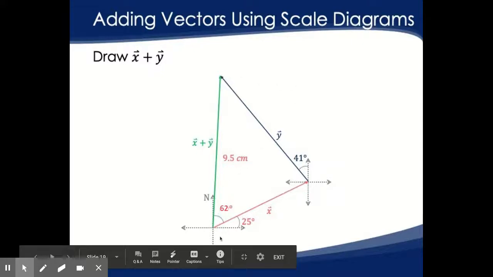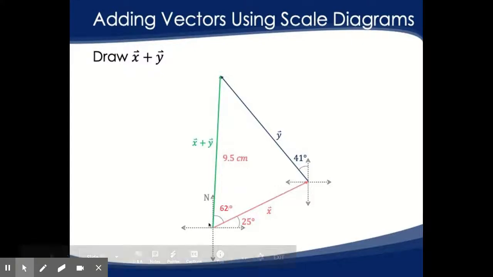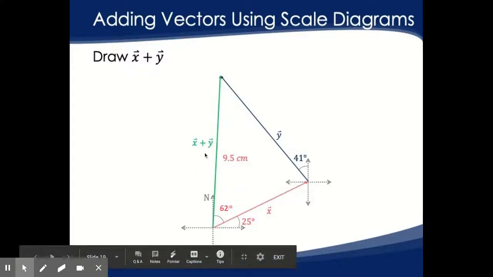And then the last part is to connect these to make your resultant vector. You're still going head to tail: the tail of your original line is here, and the head of your ending line is here. This is the resultant vector, so this would be X plus Y. Now you can physically measure it on the paper with your ruler. It's 9.5 centimeters. You can measure your angle here, and I think this comes out to be 3 degrees.